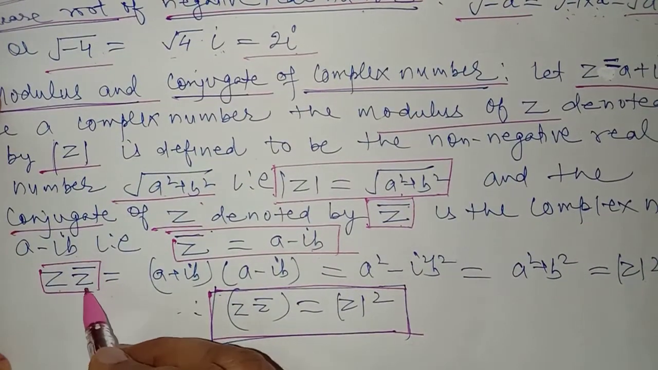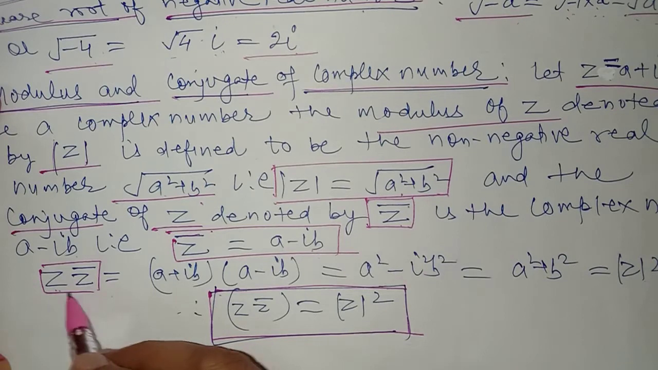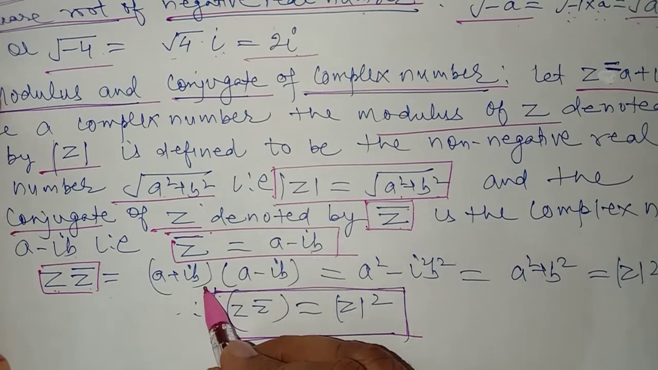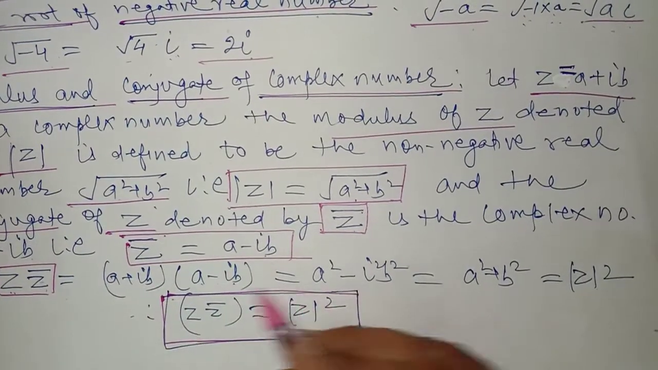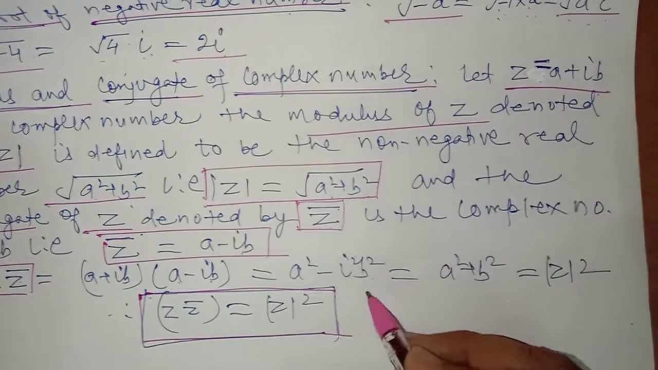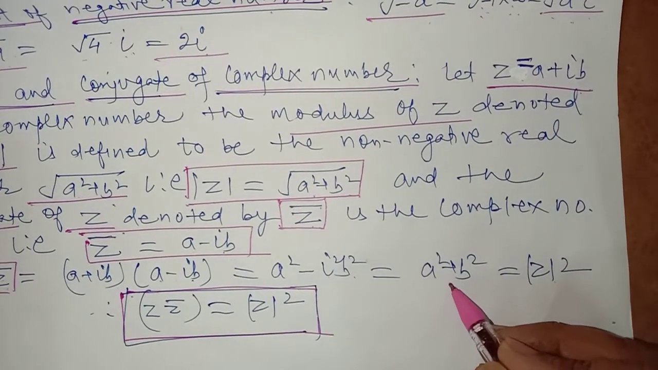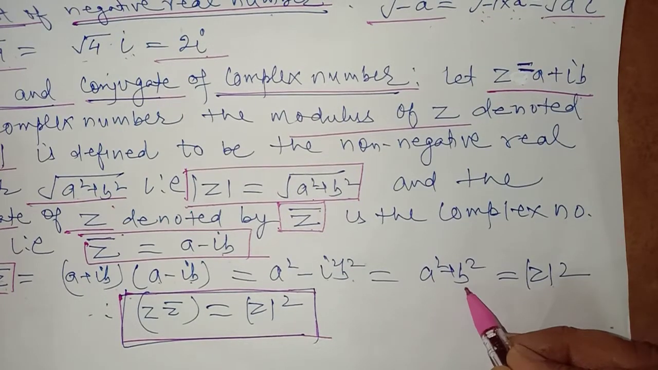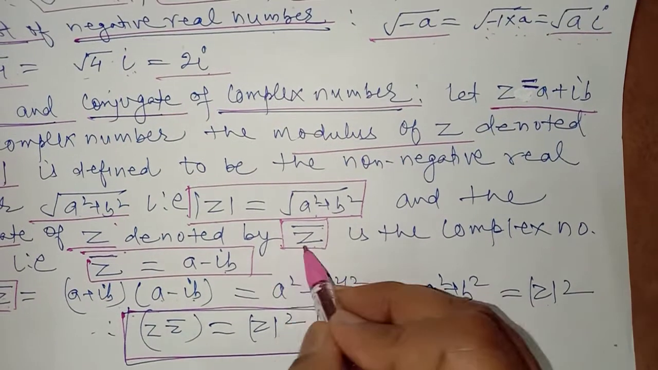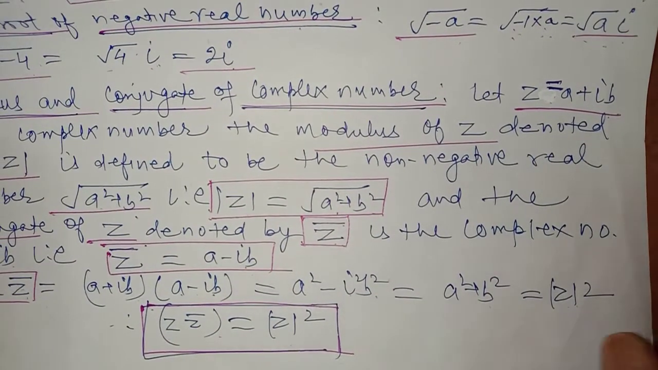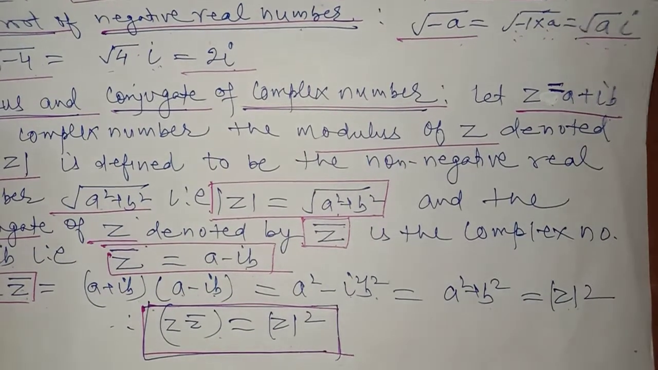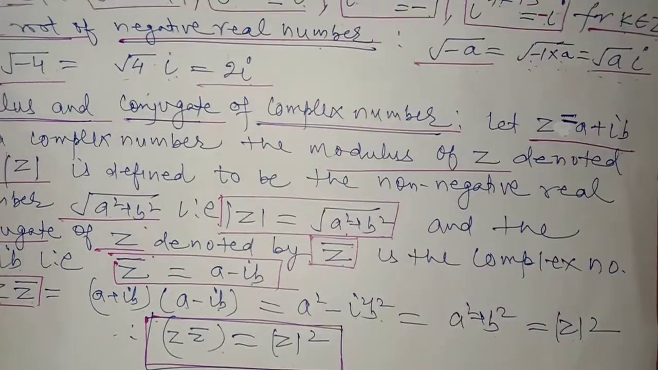Now z into z conjugate: if we multiply a complex number by its conjugate, then (a + ib) into (a - ib), which is the conjugate of z, you multiply simply to get a squared minus i squared b squared. Then i squared is equal to minus 1, so that comes out to be a squared plus b squared, which is the square of the modulus of z. So we can say that z into z conjugate is equal to modulus of z squared.